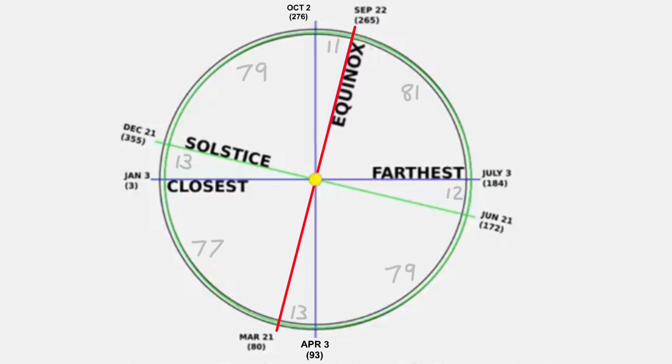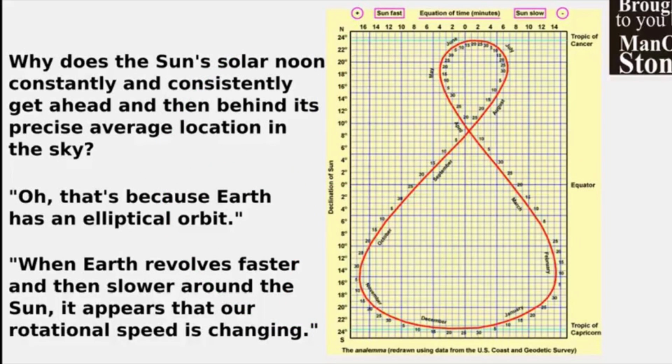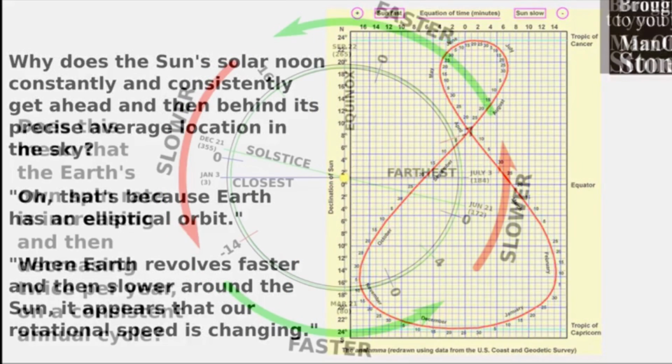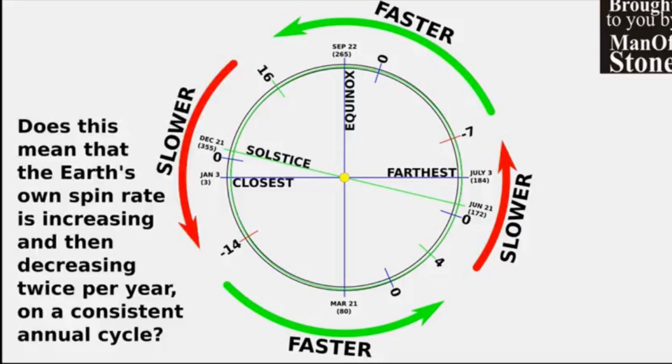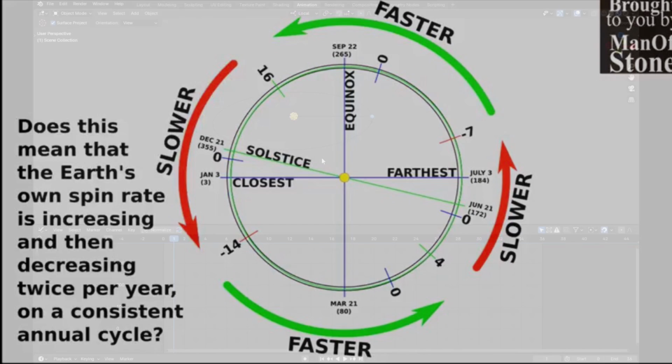So if we add a perpendicular line to your diagram, you can see that these intersection points line up very nicely to where we'd expect the real equinox dates of September 22nd and March 20th to be. The rest of the video attributes the east to west motion of the Analemma to Earth speeding up and slowing down in its orbit. So let's actually see why this is false.